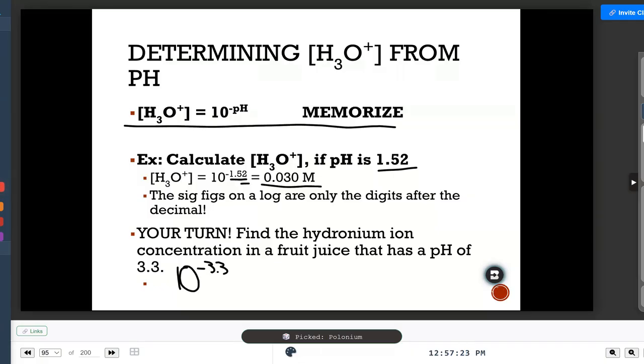Time out. Okay. I got that, but I got a negative exponent of 4. So you got, say the answer one more time. We did 10 to the negative 3.3, and you got 5.01 times 10 to the 4th. Okay. 10 to the negative 4th or 10 to the 4th? All right.